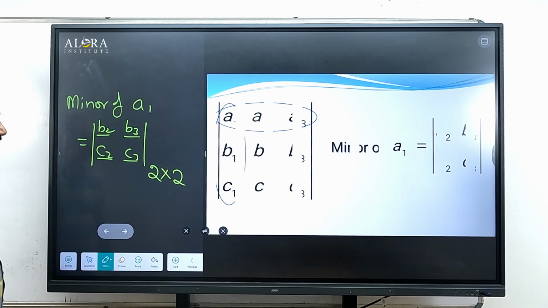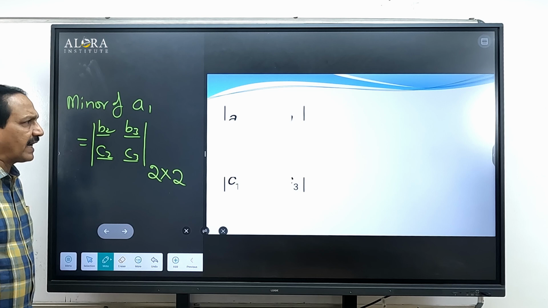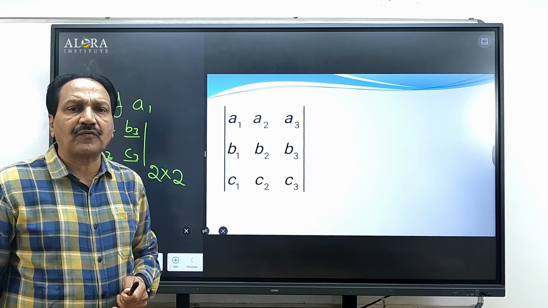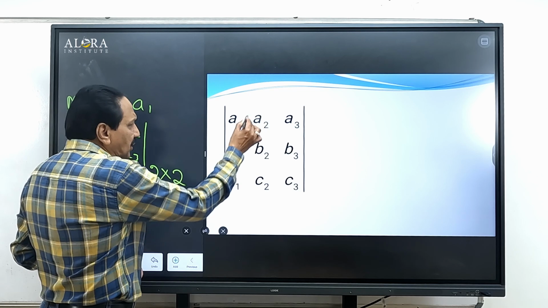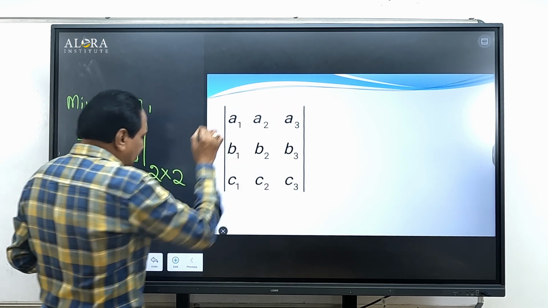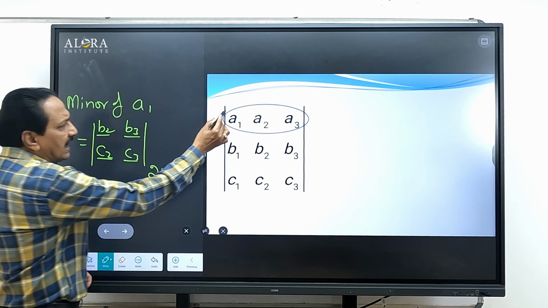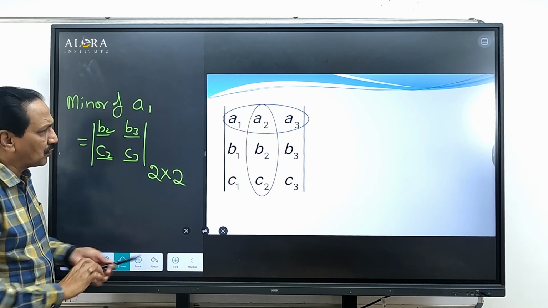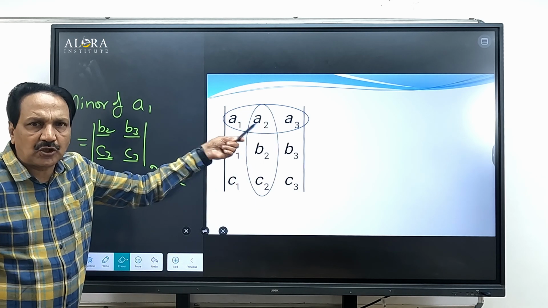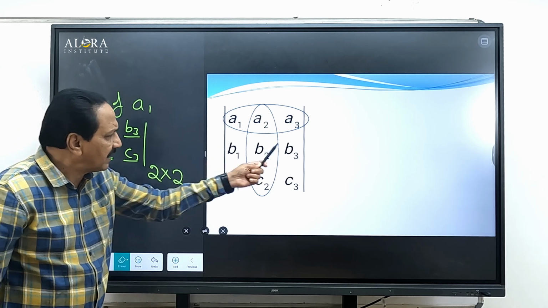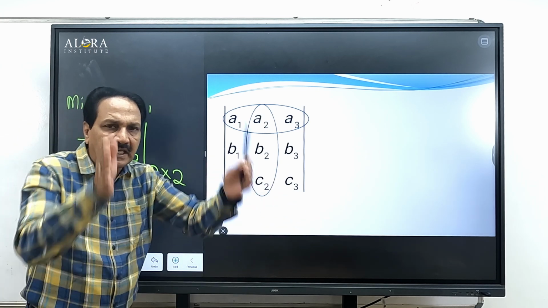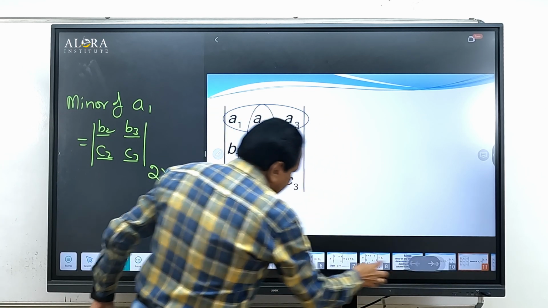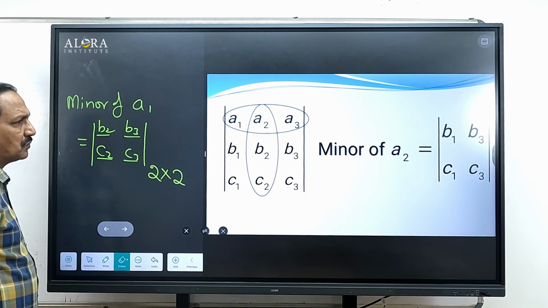Let's go for the next example here. Suppose if you want to write the minor of A2. How will you write the minor of A2? A2 is here and this is the row containing A2. Close the row containing A2. Close the column containing A2. This is the column containing A2. What you are left with? B1, B3, C1, C3. Write it in the determinant form. That itself we call it as the minor of A2.